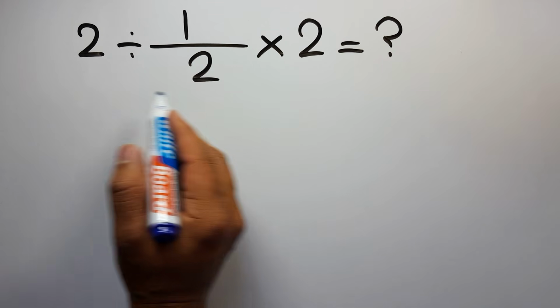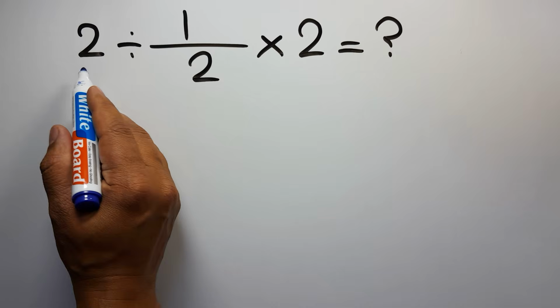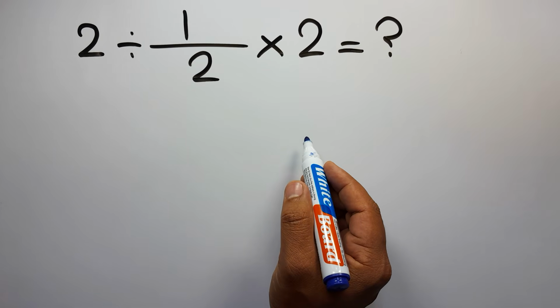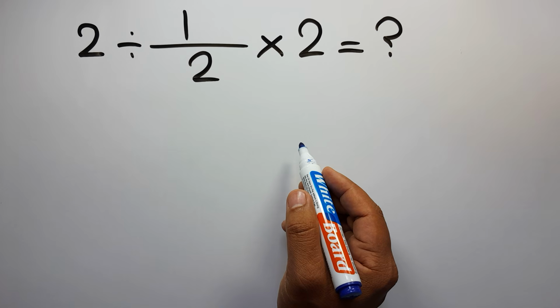In this video we want to find the value of this expression: 2 divided by 1 over 2, then times 2. Are you ready to solve? Let's go and get started.